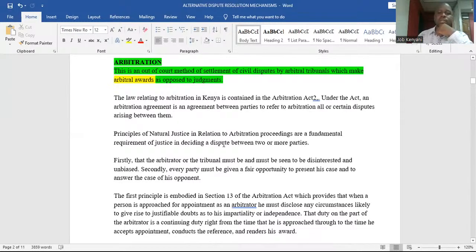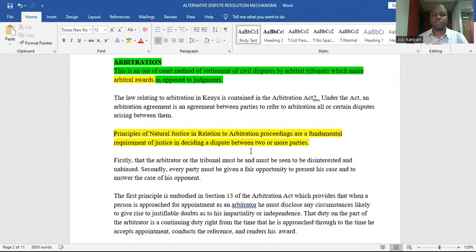The law relating to arbitration is contained in the Arbitration Act. Under the Act, an arbitration agreement is an agreement between parties to refer to arbitration all or certain disputes arising between them. The principles of natural justice in relation to arbitration proceedings are a fundamental requirement of justice in deciding a dispute between two or more parties. So they apply what we call the fundamental principles of natural justice.